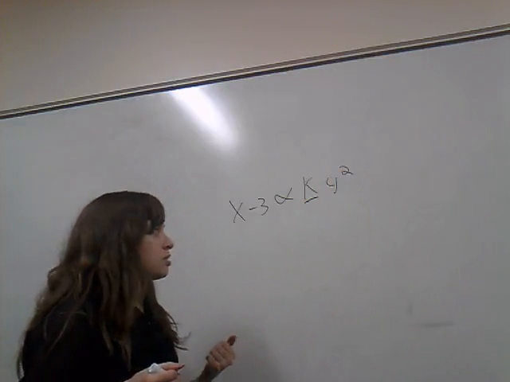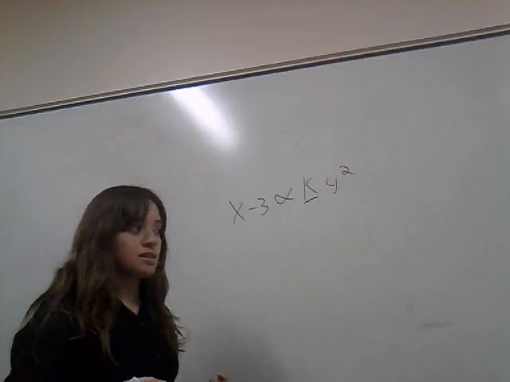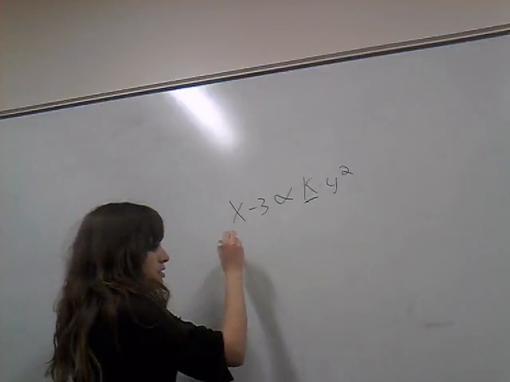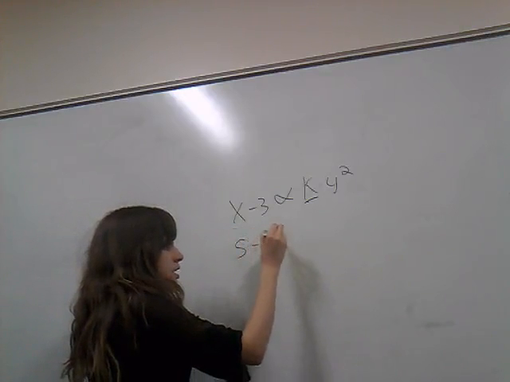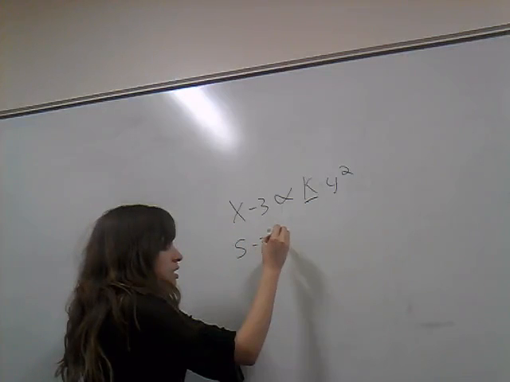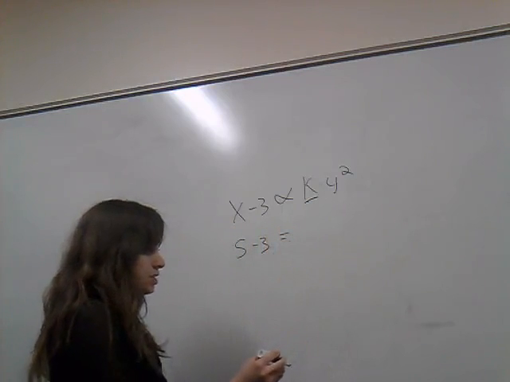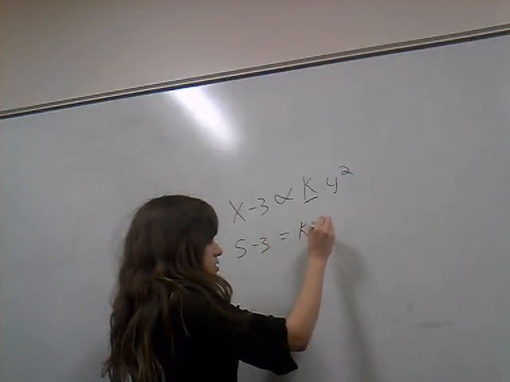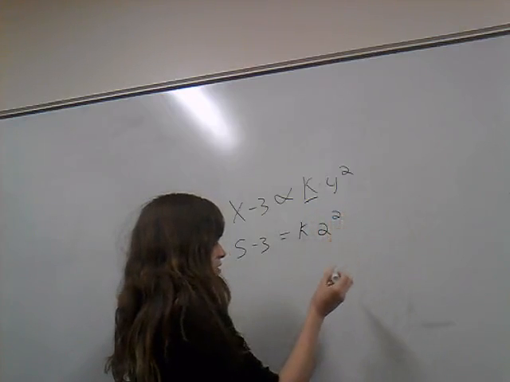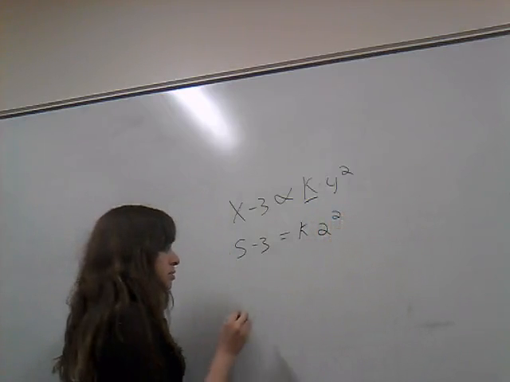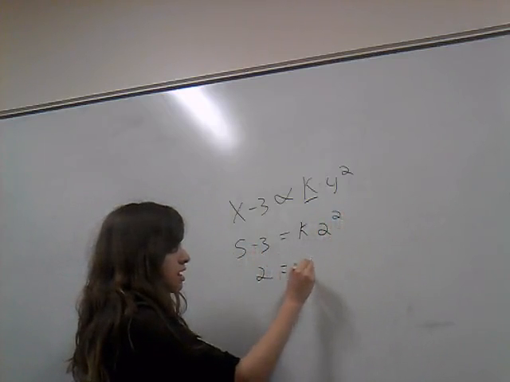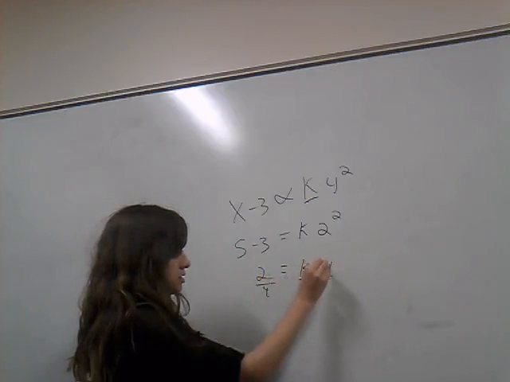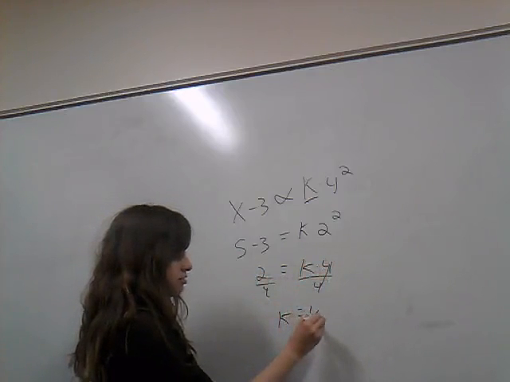So now we go about using the information that we already have. They told us that when x equals 5, y is equal to 2. So we're going to plug that in: 5 for x, and since we're solving for k, we set them equal to each other. And y squared is 2 squared. Okay, so then we get 2 is equal to k times 4, and then divide by 4, and k is equal to 1/2.